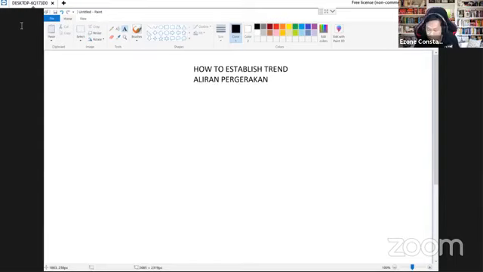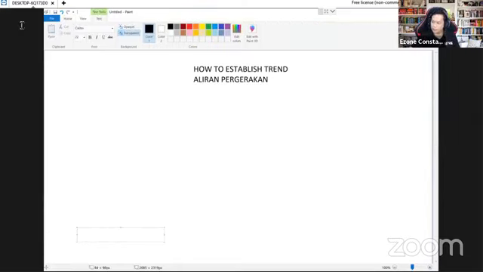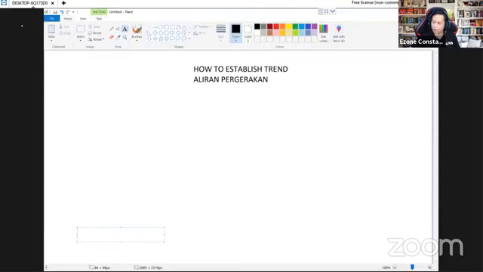So okay, I can see here some of you typing the pullback clear. It's good. Now, newbie trader, it is very important for you to understand how to establish trend. Let's begin establishing the uptrend line. Let's begin with uptrend line first.